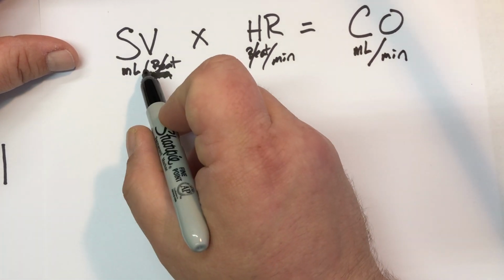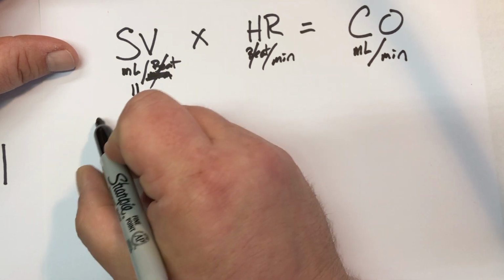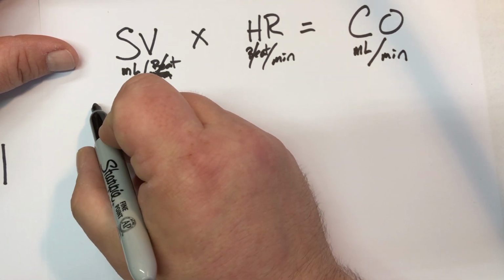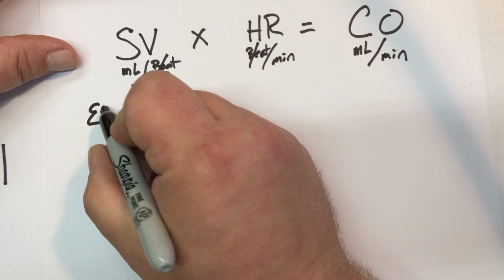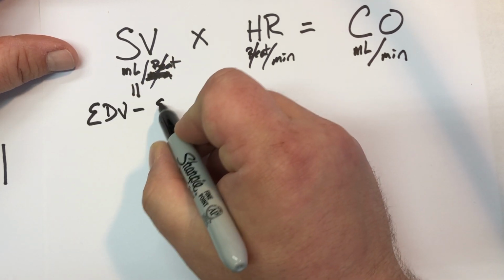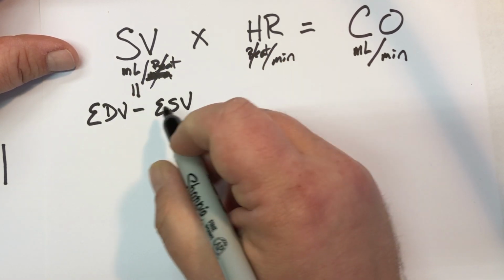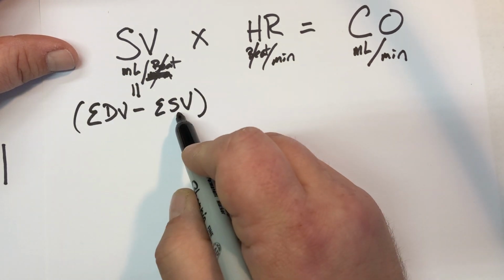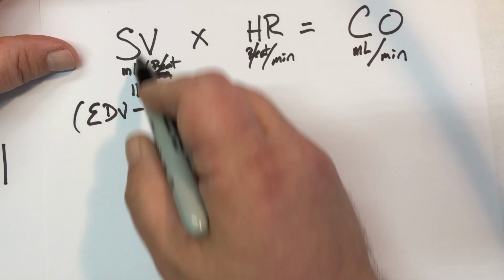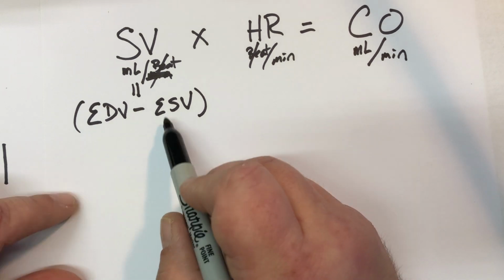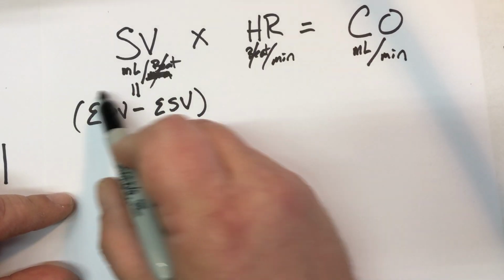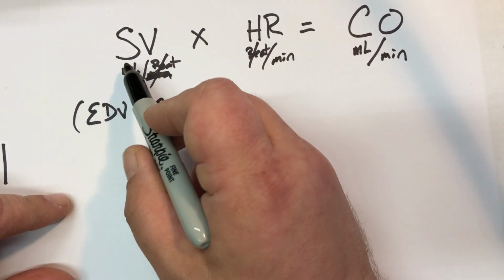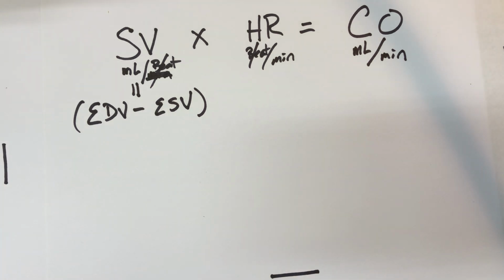And remember, we can convert stroke volume into its calculation, which is end diastolic volume minus end systolic volume. Subtract that end systolic volume from end diastolic volume, and that equals stroke volume. Subtract the least blood in the heart from the most blood in the heart, and that gives you stroke volume, the amount that's ejected in one beat.